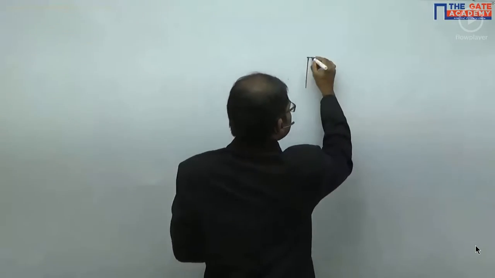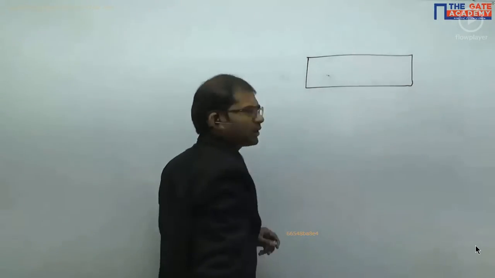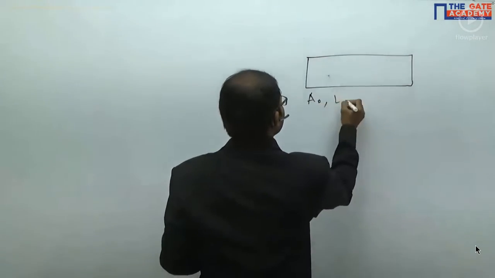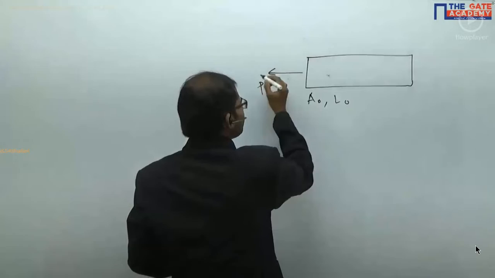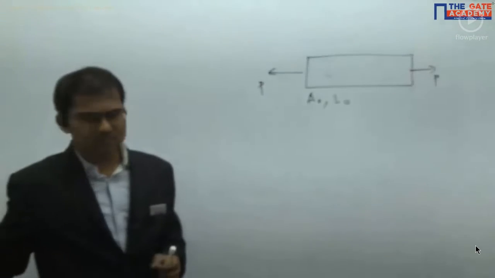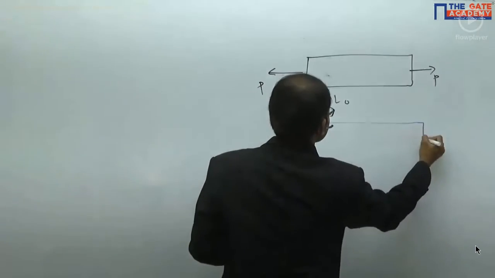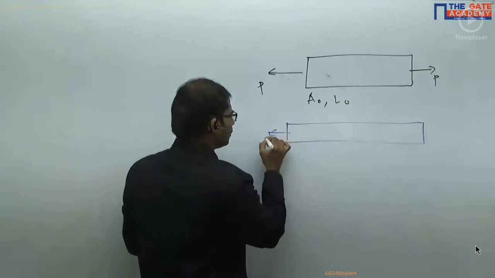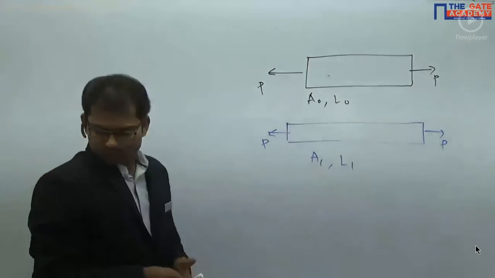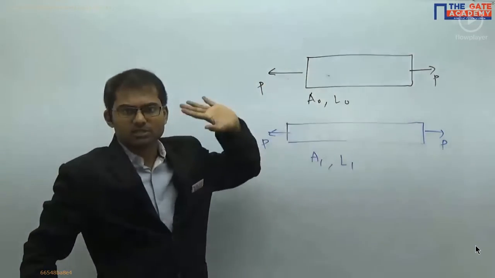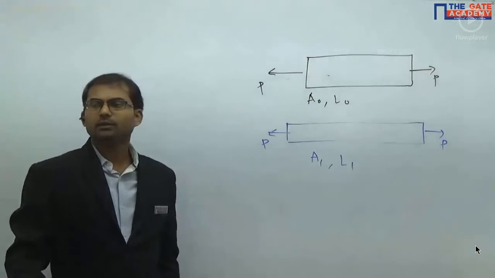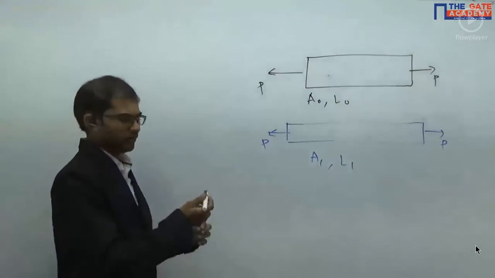If you have a tensile member like this, I'm taking a cylindrical shaft, with original area A0 and original length L0. I'm applying some load P. These loads keep it in equilibrium, so it will experience some stress. The member stretches like this, and the final area because of load P is A1 and the length is L1. In this case, is the stress normal stress or shear stress? I'm going with very simple questions now. Normal stress.